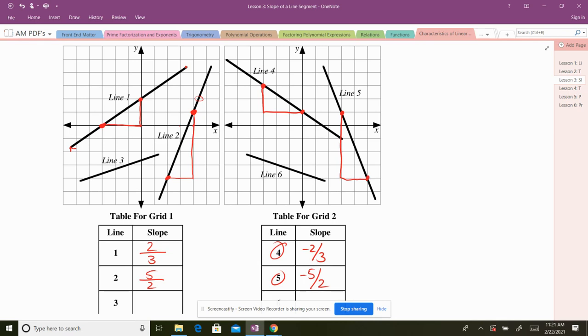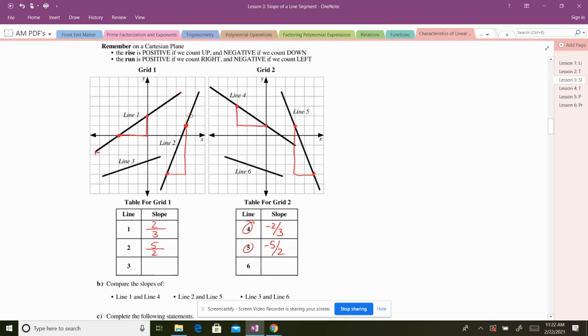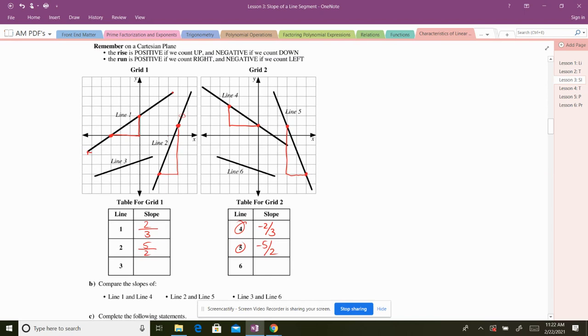Figuring out the slope from a graph is pretty standard, and we start to use it in equations, and then it gets a little more algebra. But okay, did they get negative 5 over 2, or negative 5 halves, for 5? Yes. Okay. What do you notice about these two different systems? What do you notice about all the lines in grid 1? Positive slope. What do you notice about all of them in grid 2?